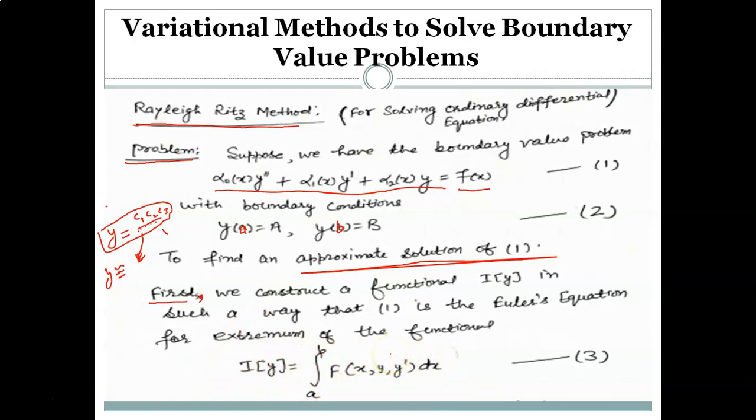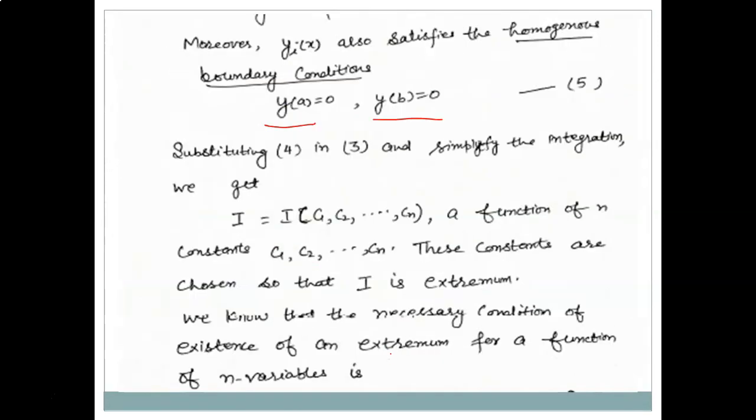This is an integral. When you substitute the values of y and y dash and then solve this integral, definitely after substituting the limits, x and y dash will all be eliminated and you will be getting certain constants c1, c2 and cn, and that way this integral I now becomes a function of c1, c2 and cn. Now how to determine these constants? This is the next problem here.